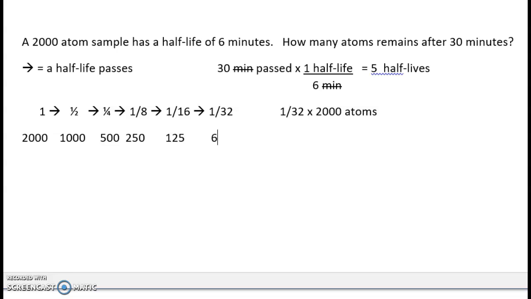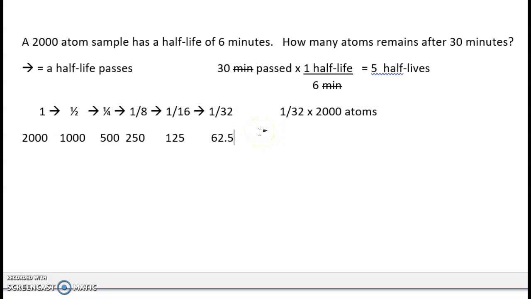And again, I just keep cutting in half. And 62 and a half. So it means you'll have about 62 or 63 atoms if it's following it exactly. Can't have half of an atom there, but you get the idea. And like I estimated before, that's about 60 for your answer. So that's the first type of problem.